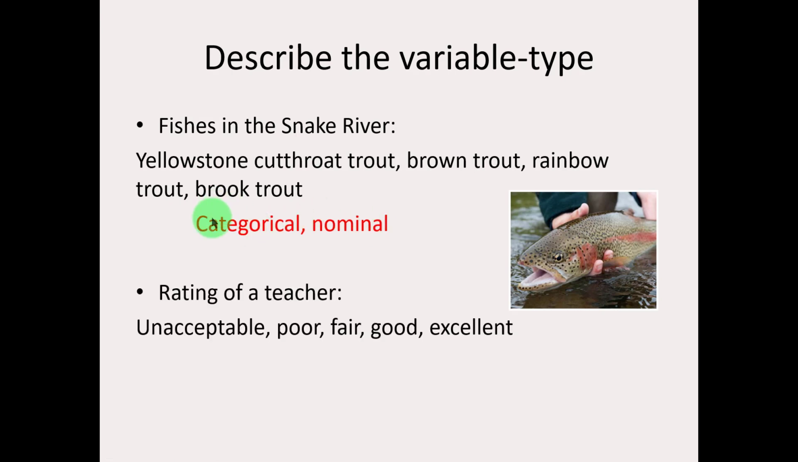What about this one? Teacher rating. Unacceptable, poor, fair, good, excellent. Here we have another variable, and it is composed of categories. So yes, it's categorical, but in this case, it appears that the categories have a natural order to them. So that would be an ordinal categorical variable.